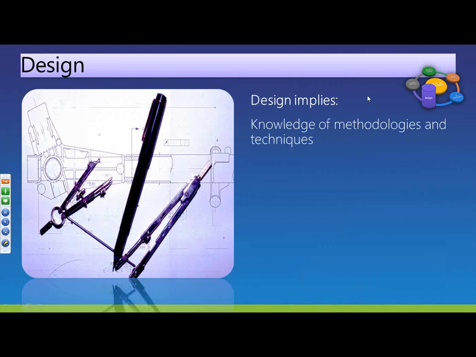So what does design imply? Well, you've got to know your methodologies and techniques. You can't just sit down and start designing fresh every time. You need to have a consistent way of doing your designs.